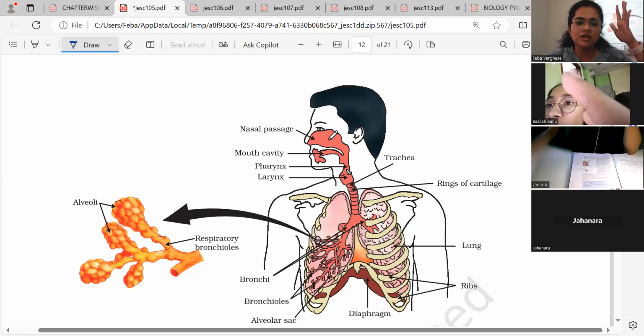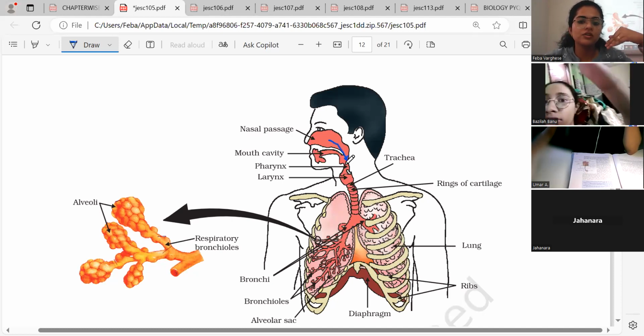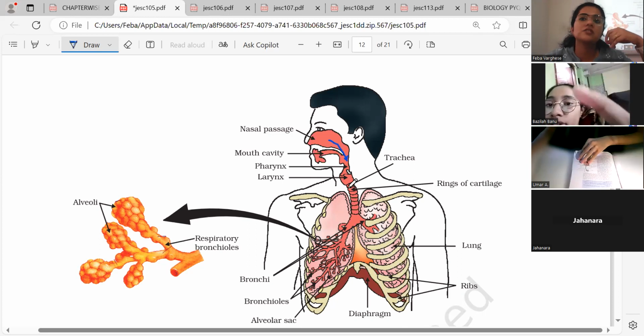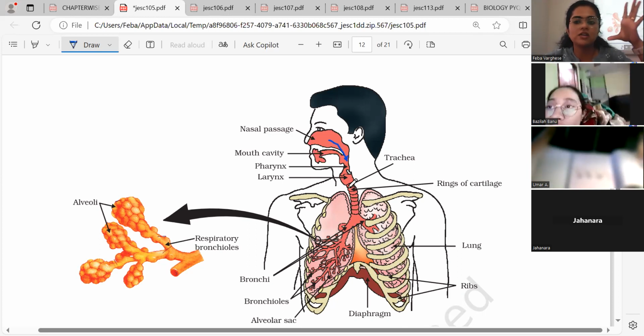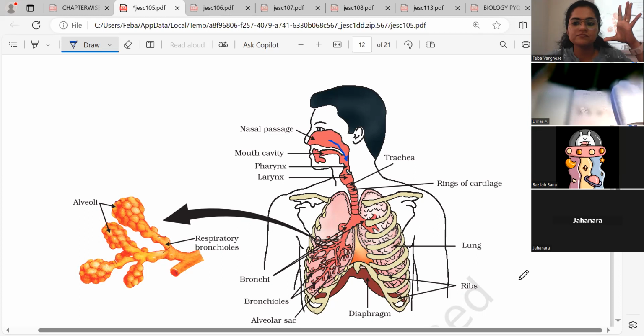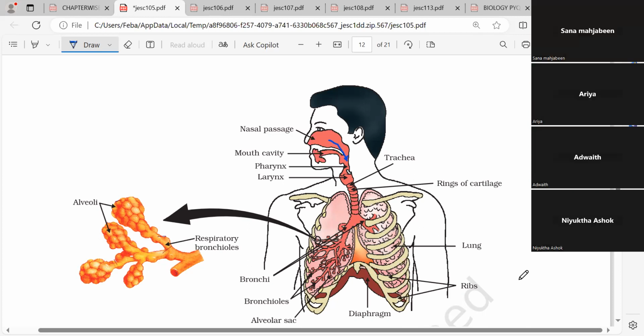Now, after it has entered the nasal passage, where does it go? Through the pharynx and the larynx, it reaches the trachea. Now, what is the peculiarity of the trachea? Cartilage. Yes. They have got incomplete rings of cartilage, or else you call it C-shaped rings of cartilage.